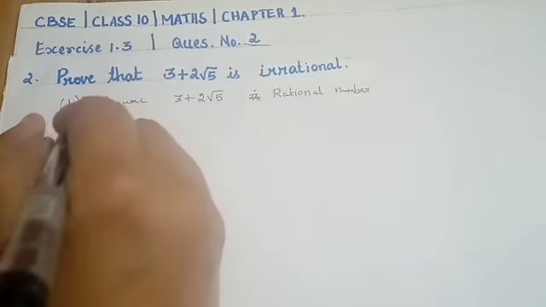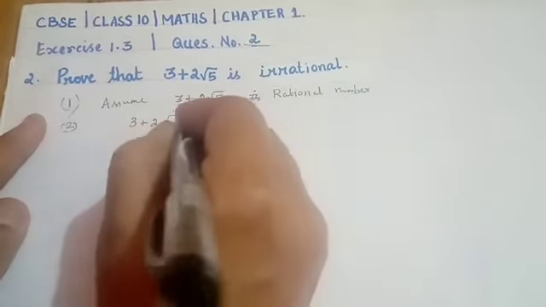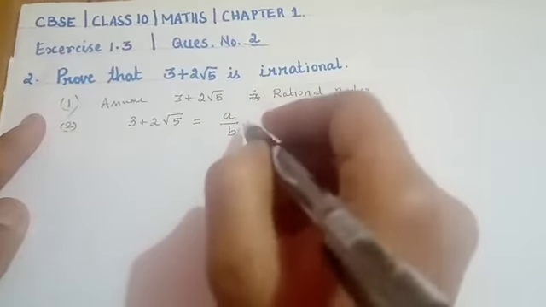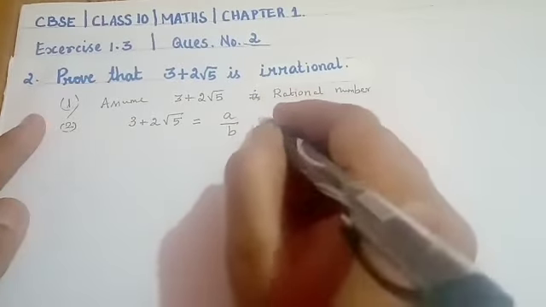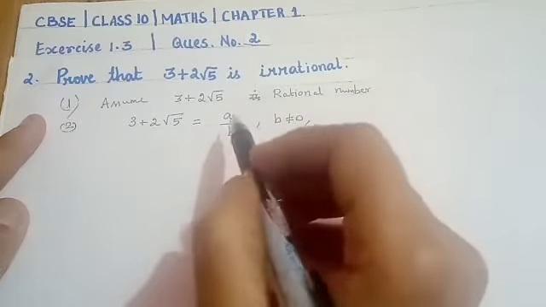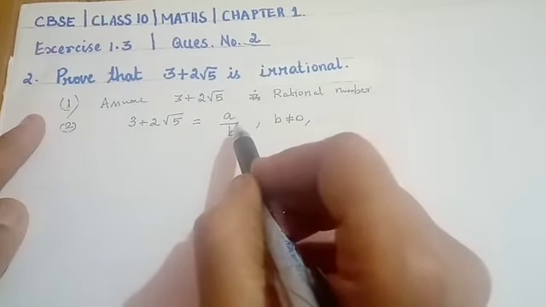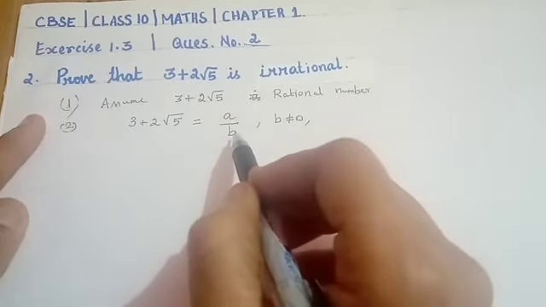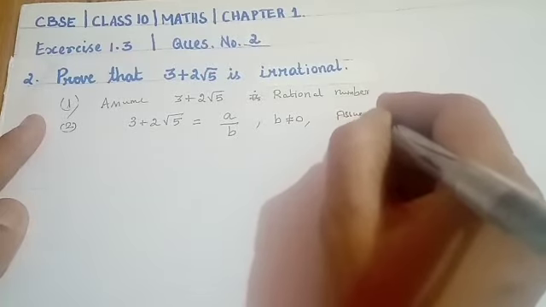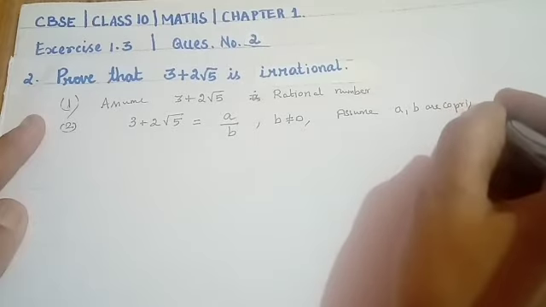Okay, so if it is a rational number, we can write 3 plus 2 root 5 is equal to a by b, where a and b are integers and b not equal to 0. If a and b have any common factor, you divide a and b by the common factor and you assume a and b are co-prime.